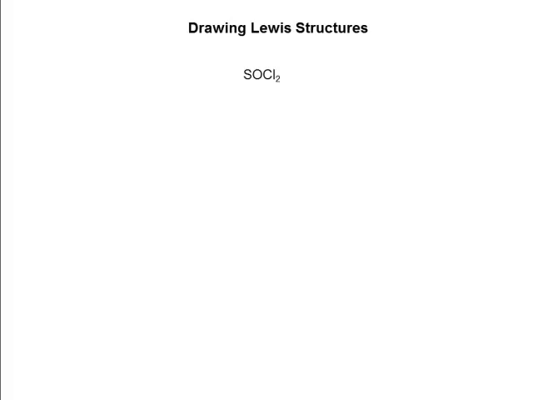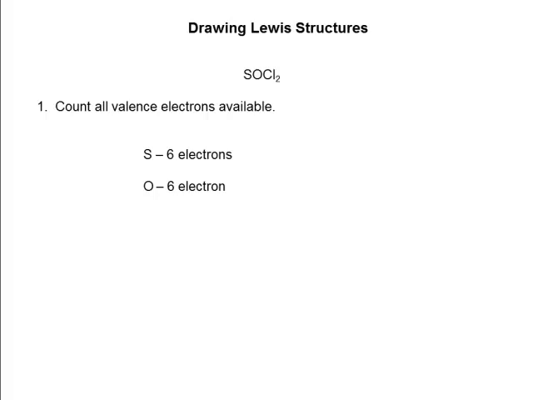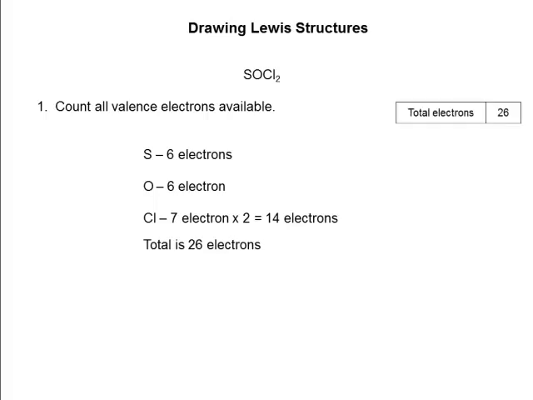Let's look at another one here. Remember, we're going to follow these steps. Okay, so always follow those steps. So first, count all valence electrons available. I have a sulfur which has 6, oxygen which has 6, and I have 2 chlorines, each have 7, so that's 14 electrons from them, giving me a total of 26 electrons. So I'm going to keep my running total there.